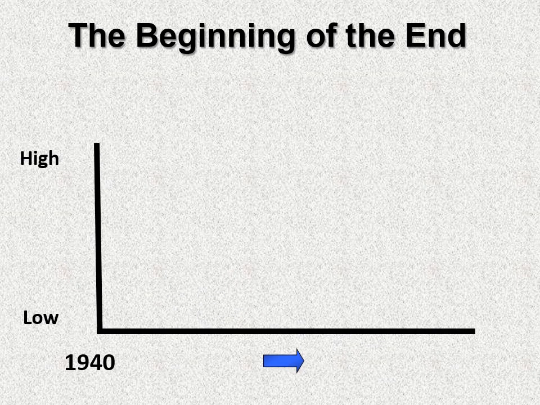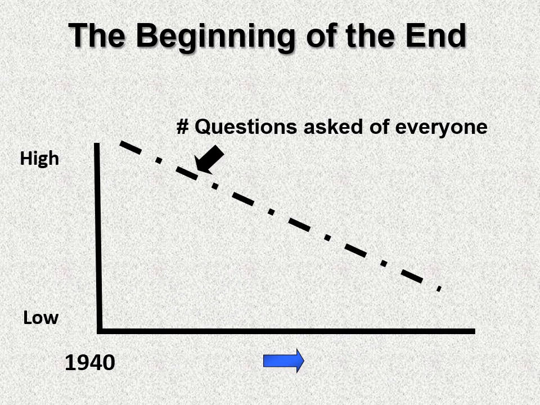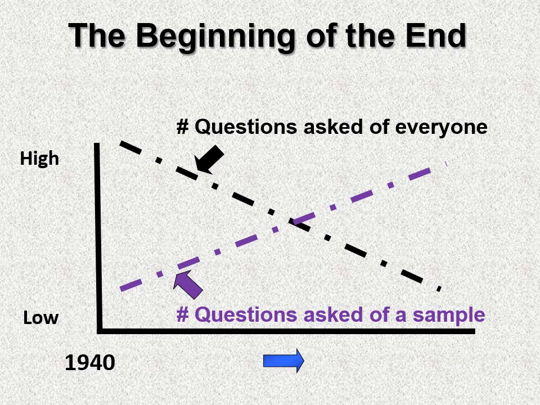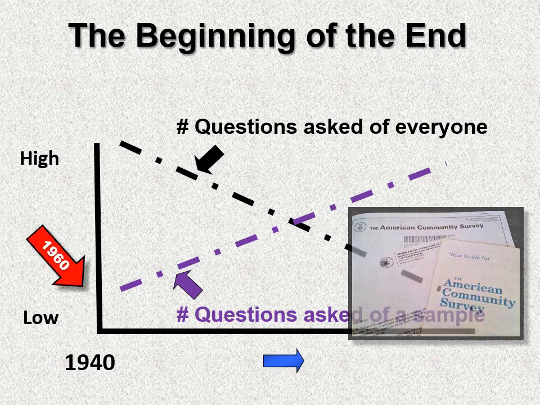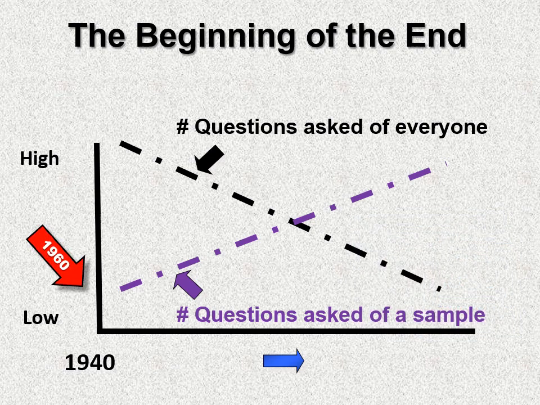And it started in 1940. I call it the beginning of the end then. That the number of questions asked of everyone started to decrease, and the number of questions asked of a sample tended to increase. And today, 2020, not only do we have a very short non-sample census, but we also have from the Census Bureau something called the American Community Survey, which is a multi-page document which is equivalent to this long form that we're going to look at. So where do we stand on the 1960 census on this line?